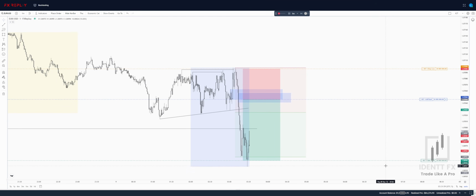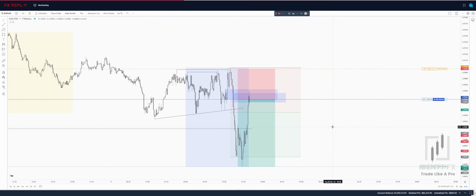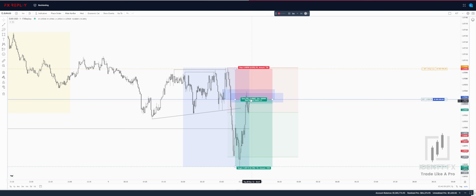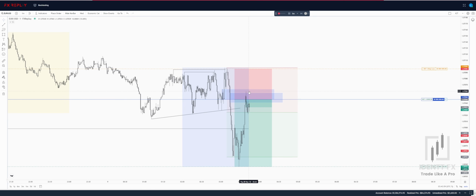And we will be using a fixed 2R TP here. Right, since we violate that, still I'm not really scared of this. To me, this is not a sweep. We do get filled, as you can see. Now, I do not really want to see that high being violated convincingly again.